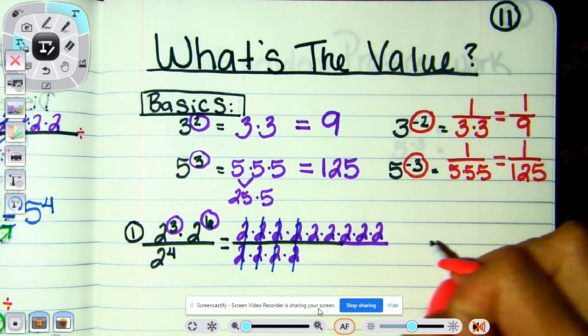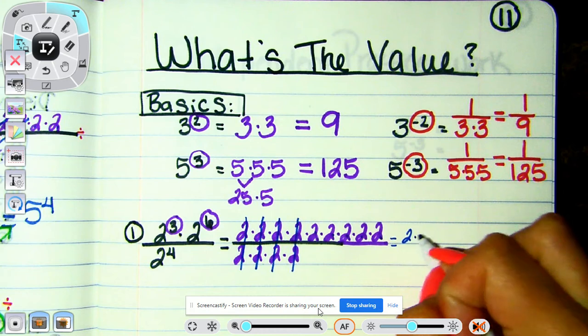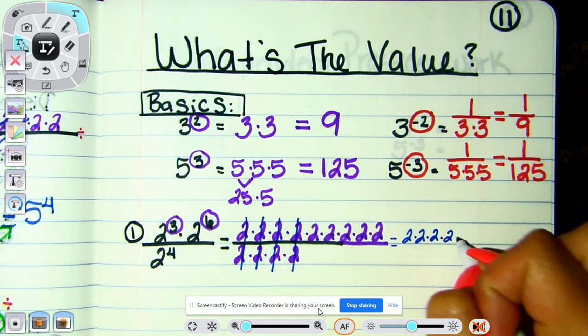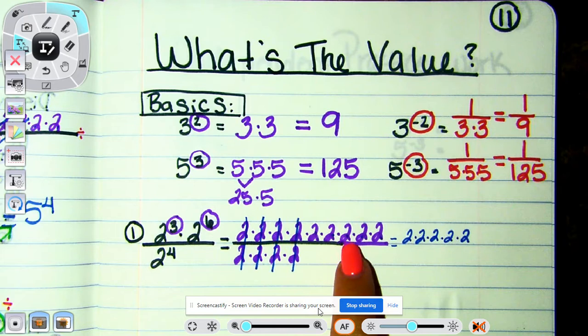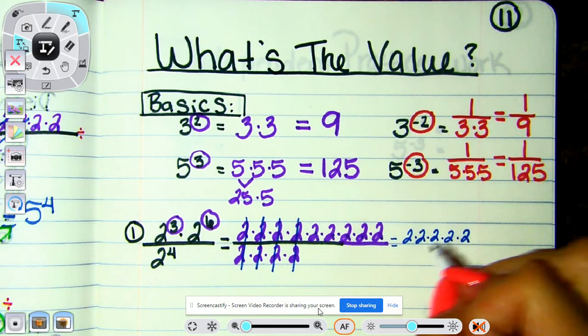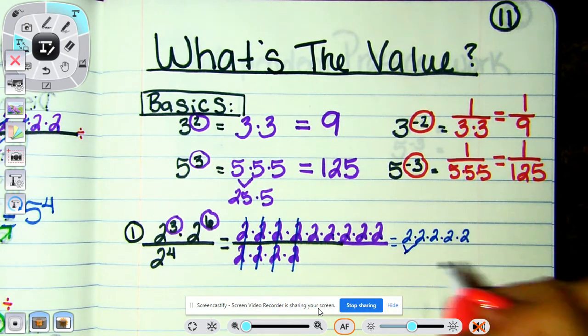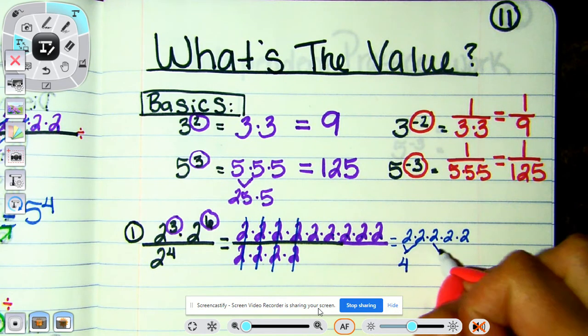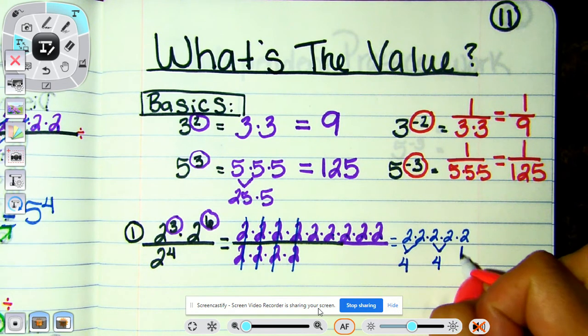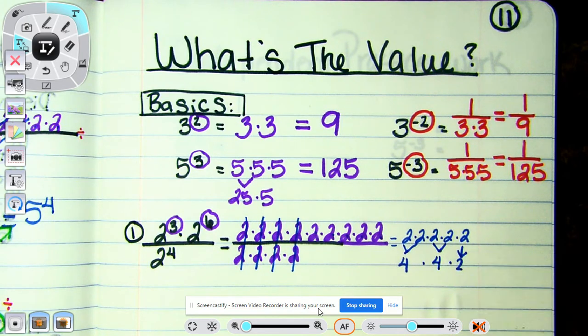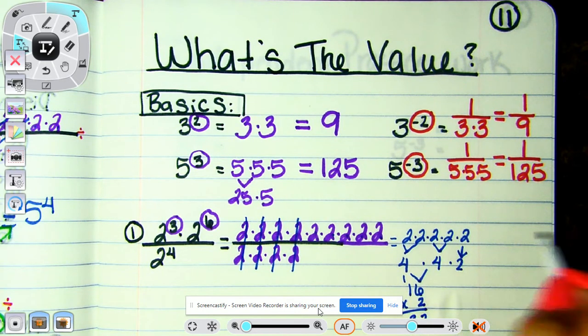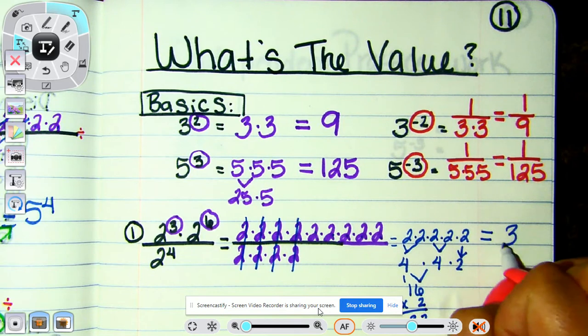Okay, so let me expand it out one more time: 1, 2, 3, 4, 5. So let's think this through. This 2 and this 2, 2 times 2 is 4. This 2 times 2 is 4. And we have 1 times 2 left. Okay, so I know 4 times 4 is 16. And I have that 2 left. 16 times 2. Okay, so my value is 32.